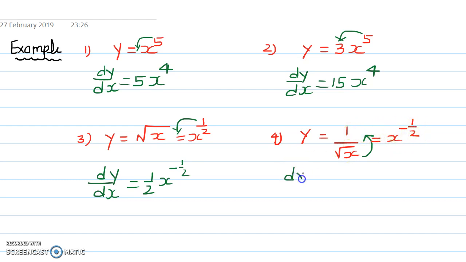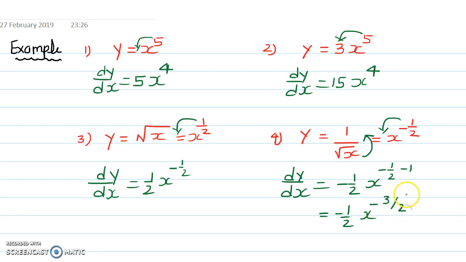So if you differentiate here, dy by dx, this minus half is coming forward, so it will be minus half x, and minus half take away 1 will be minus 3 over 2. Nice and easy. Let's see a couple of more questions.